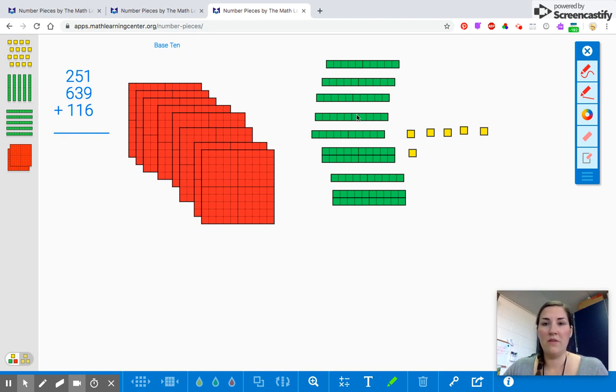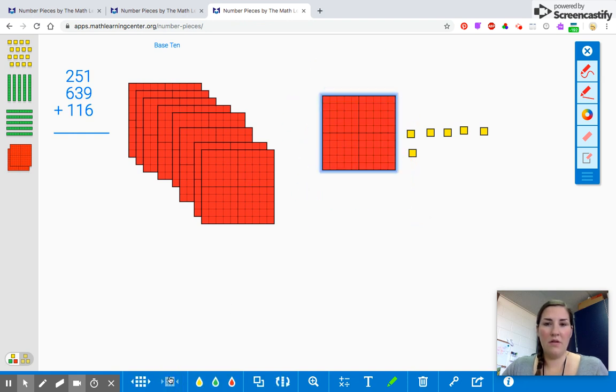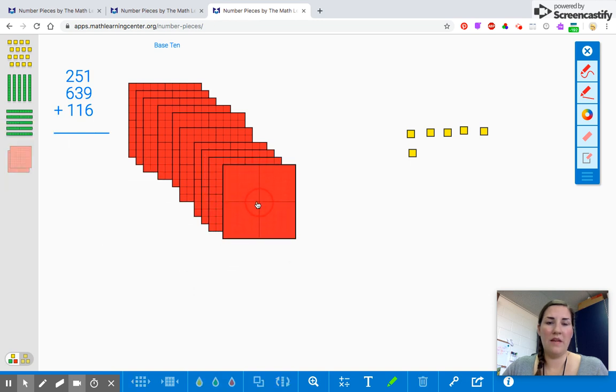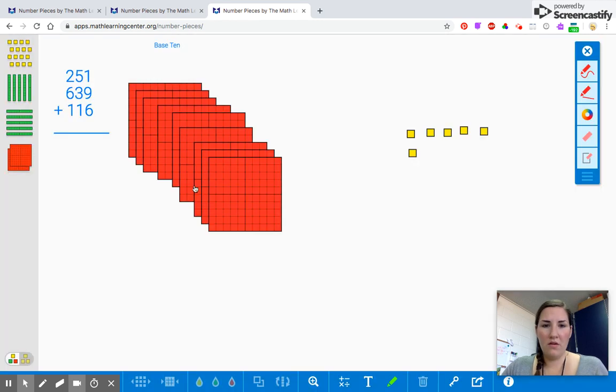1, 2, 3, 4, 5, 6, 7, 8, 9, 10. I do have 10, 10, so I can put those together and trade that for 100. Let me double check. 1, 2, 3, 4, 5, 6, and I still need that one more out since I had too many. So I know that I will have 6 ones.